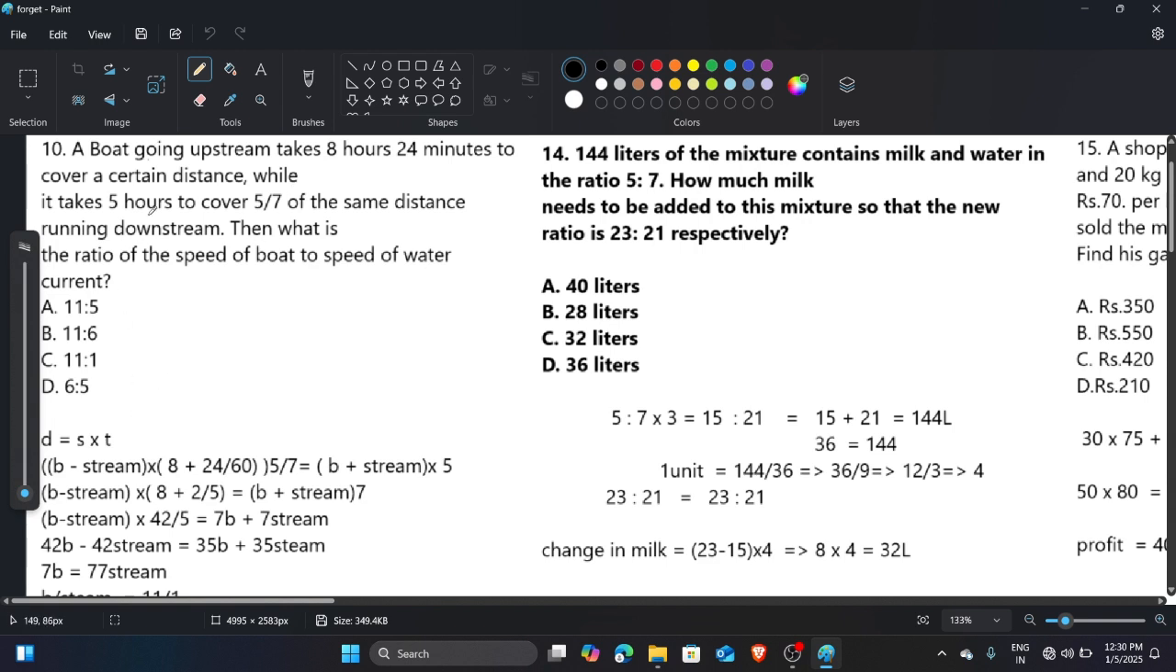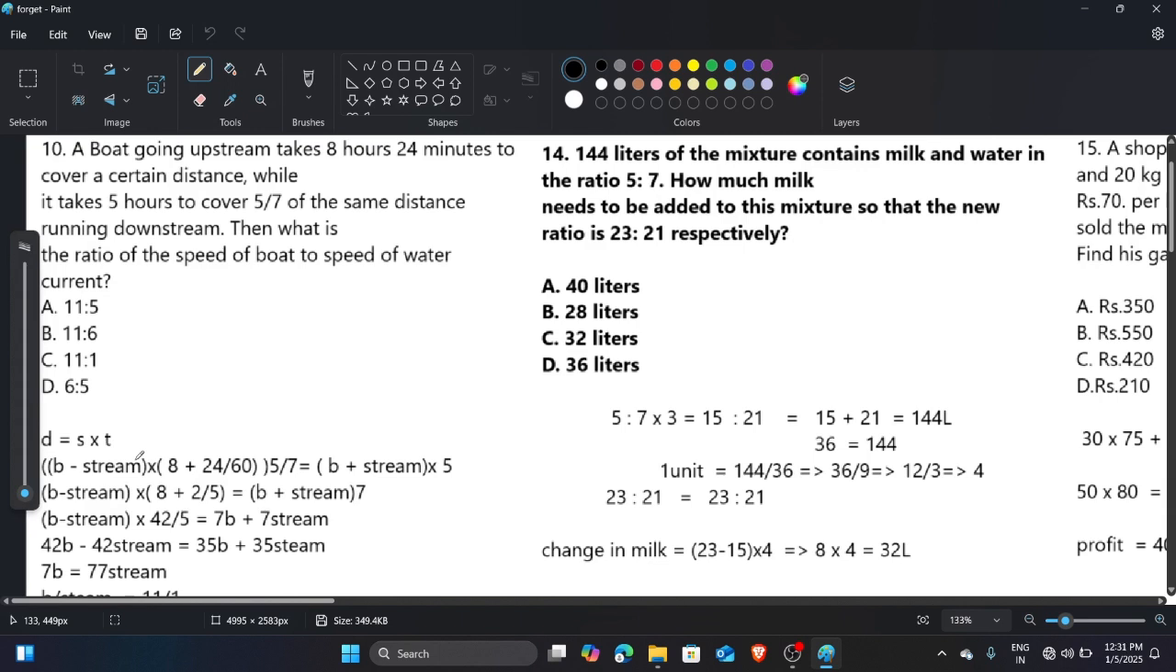So according to that, if the boat is going upstream, v denotes the speed of the boat, and the stream denotes the speed of the stream. So in upstream, what happens is v minus stream, the speed of the boat minus the speed of the river.